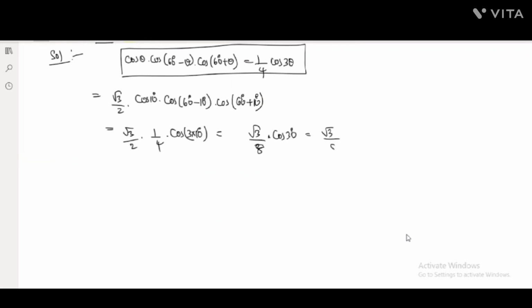That means root 3 by 8 into cos 30, which is root 3 by 2. So root 3 into root 3 is 3. So 3 by 16 is the answer for this question. So this is the way we will solve that homework question.